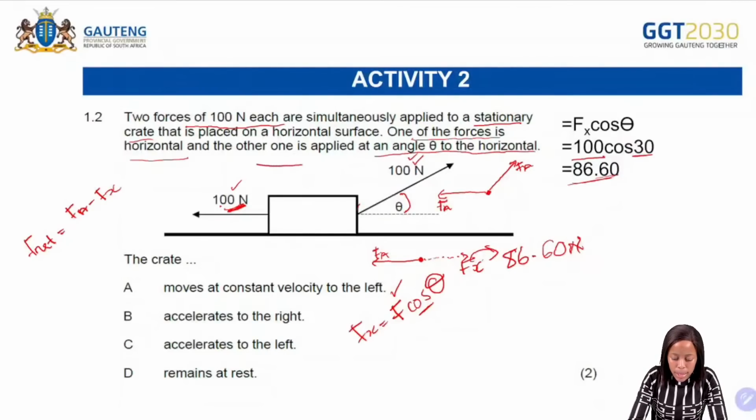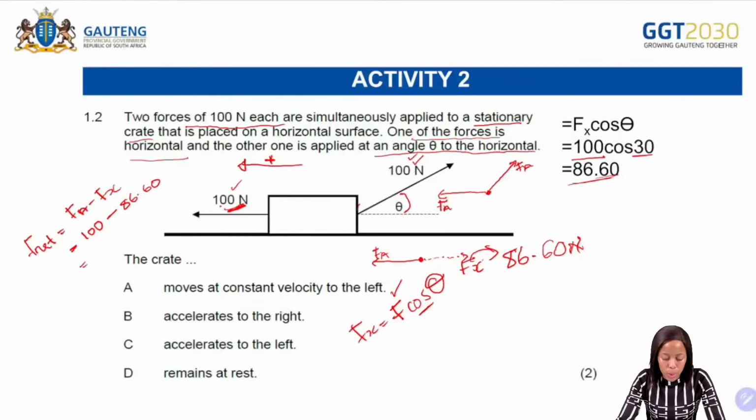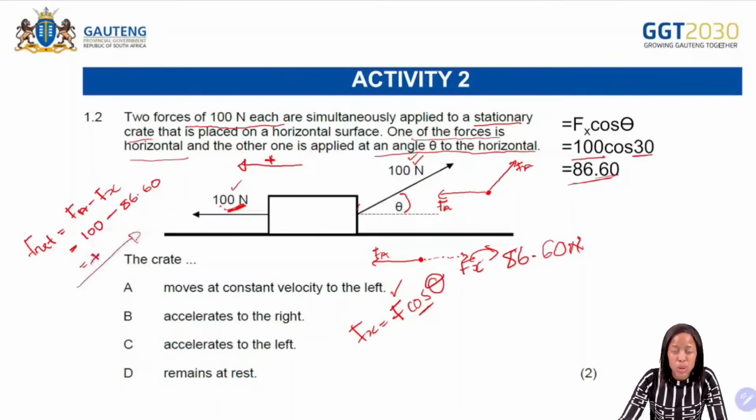So let's say that now we take the left-hand side as positive. We are therefore saying our applied force is 100 minus 60 that we got there. If you find whatever answer there, you will see that you are getting a positive answer. So it means that the net force will be directed to the left-hand side there.